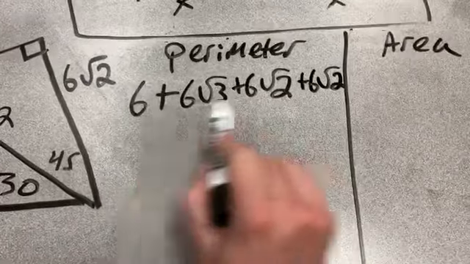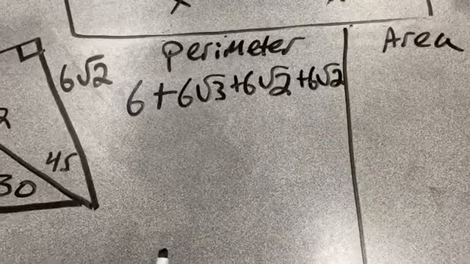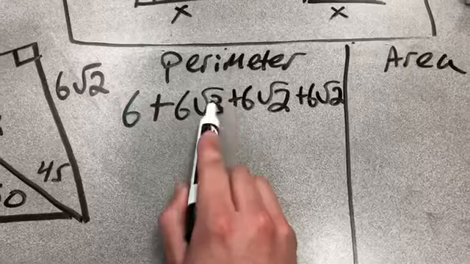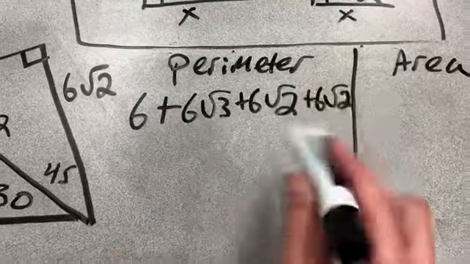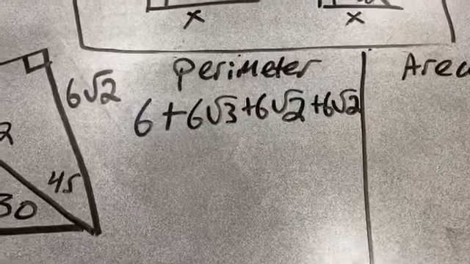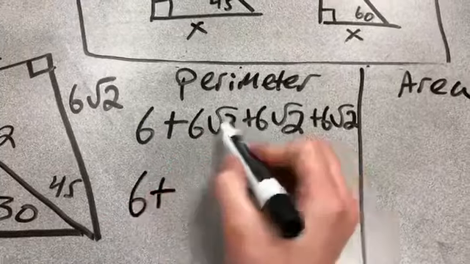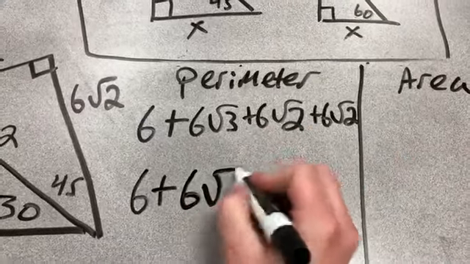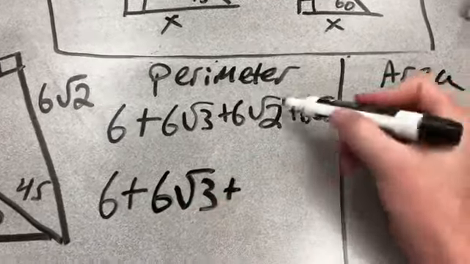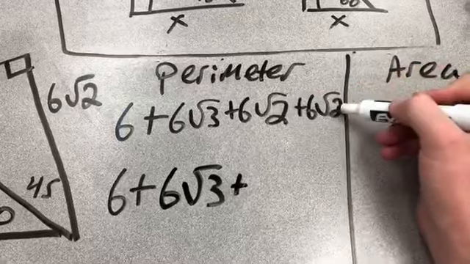Now we need to remember, what do like terms look like with radicals? You can only combine like terms that have the same exact number underneath the square root. That 6, there's no other just 6s out there or just numbers, so 6 will come on down. I don't see any other square root of 3s, so 6 times the square root of 3 will come down. But I do see I have 2 batches of square root of 2s.